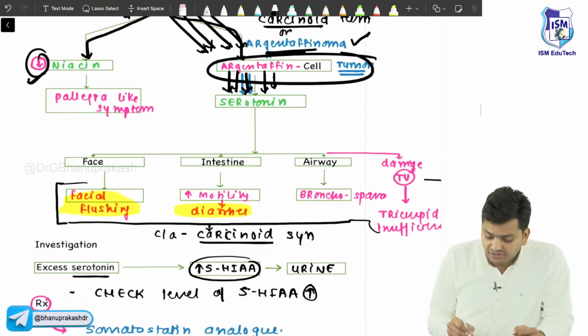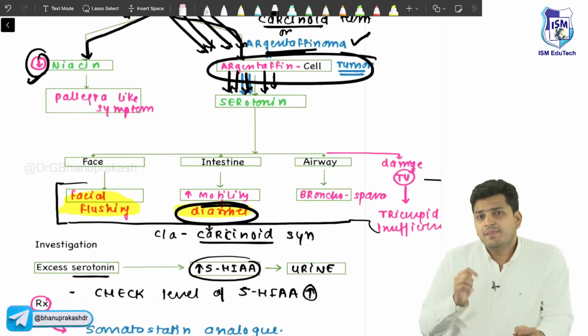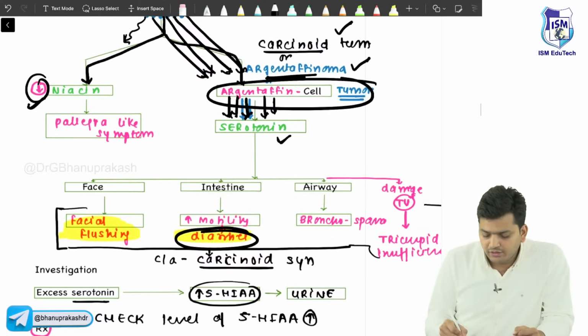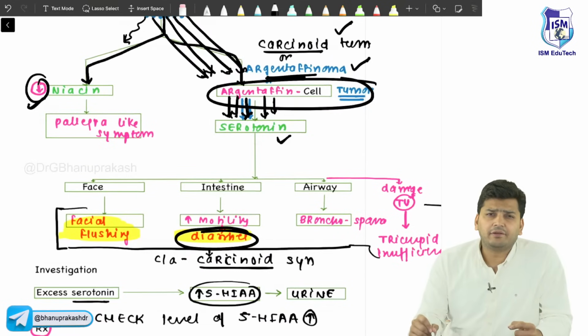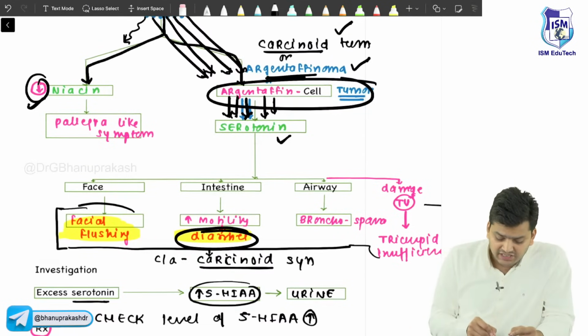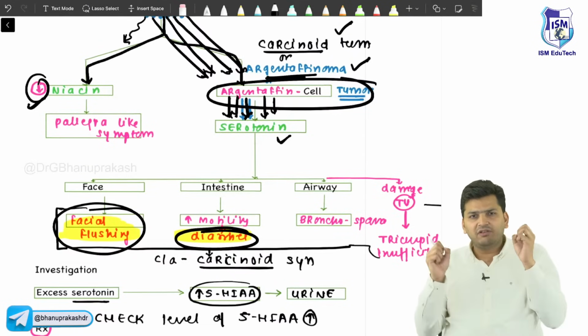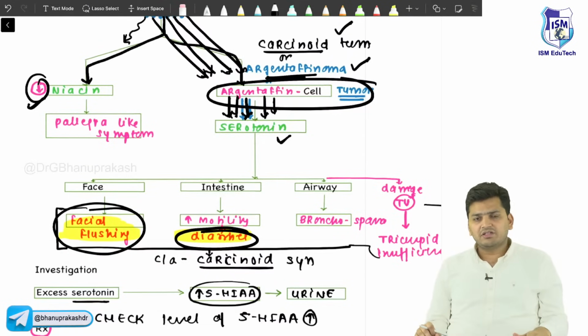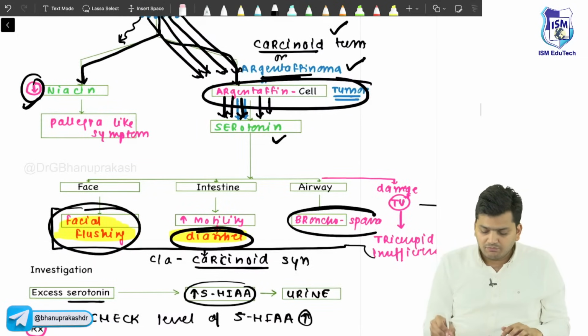He will have diarrhea. And because there is more serotonin, and serotonin is a vasodilator, the patient will have facial flushing. The facial blood vessels will dilate. Facial flushing. And there is going to be bronchospasm.